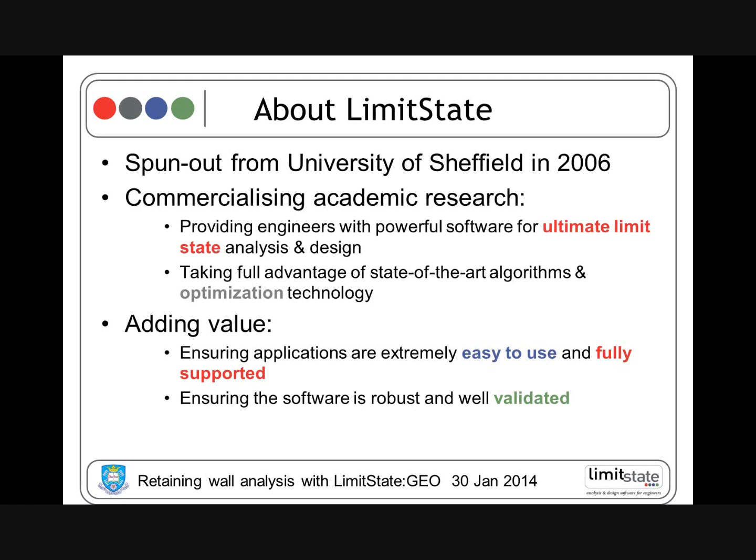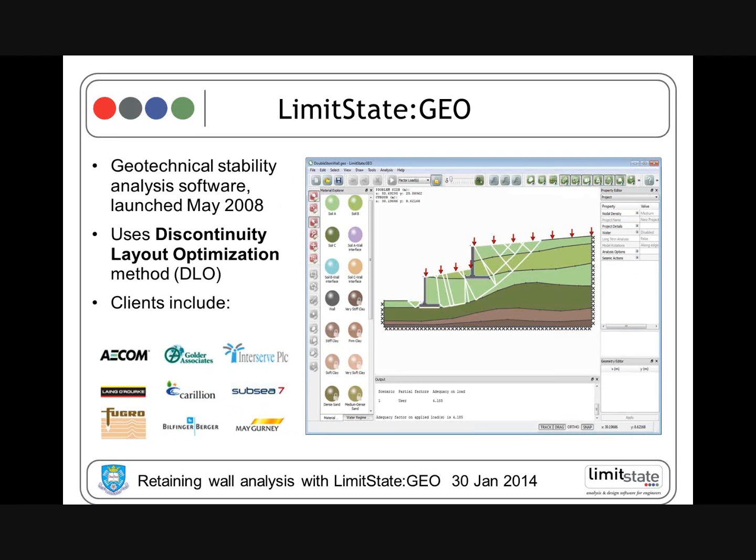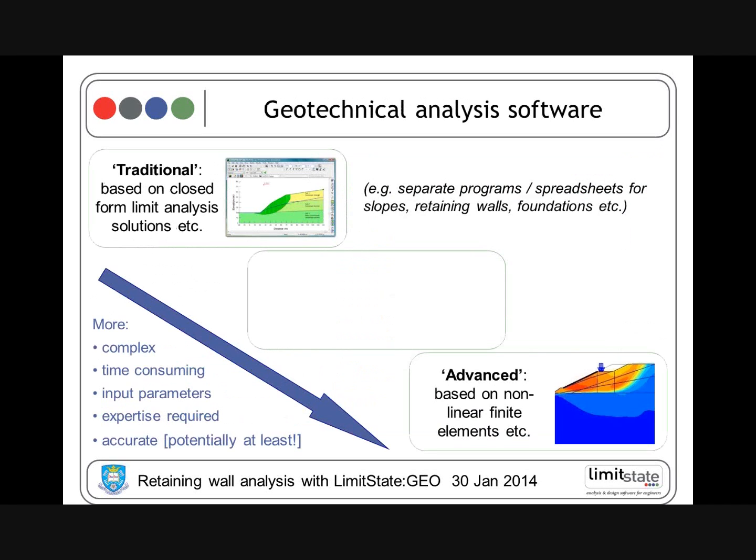Also, the company has sophisticated testing systems in place. Every time the software is changed, over 800 tests are automatically run to ensure the software does what it's supposed to do. Now, the company has 2 products at present: LimitState Ring for the analysis of masonry arch bridges, and LimitState GEO, which is the subject of today's presentation, and several more products in the pipeline.